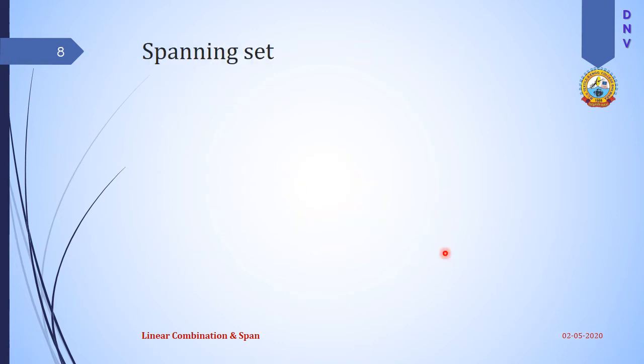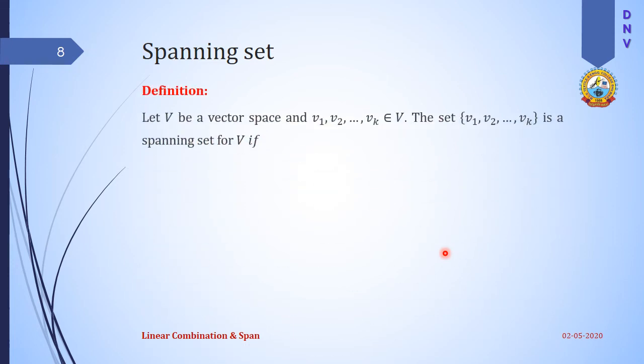Next, we come to the spanning set. What is a spanning set? Let V be a vector space and let these be vectors belonging to V. The set of these vectors v1 to vk is a spanning set of V if it generates V. That is, V is the span of these vectors v1, v2 to vk. In other words, I can represent all the vectors lying in this space V as a linear combination of all these vectors.